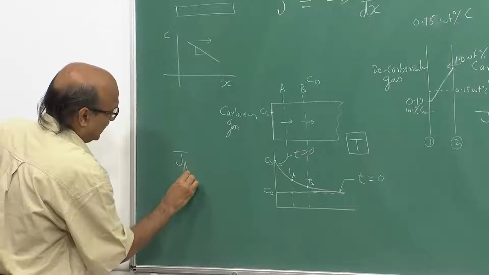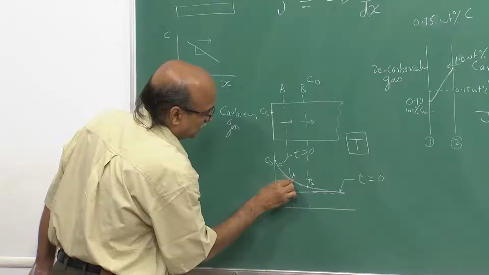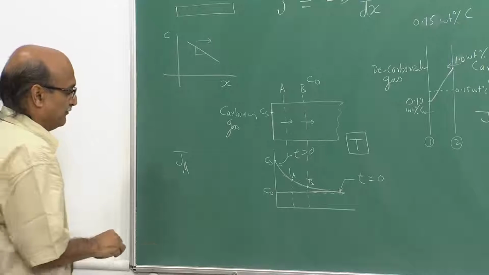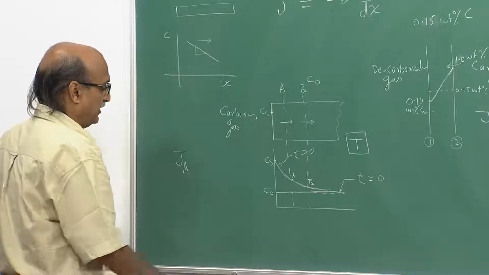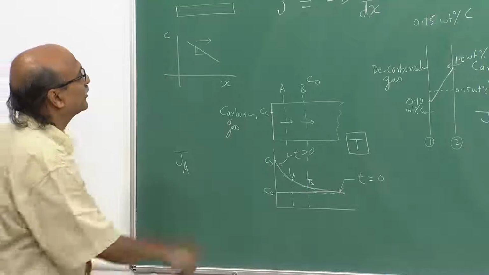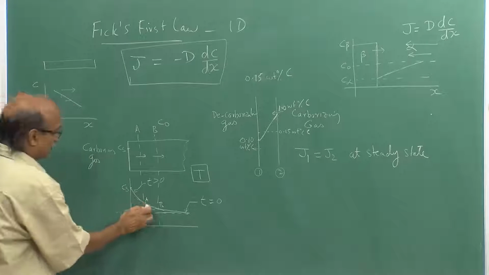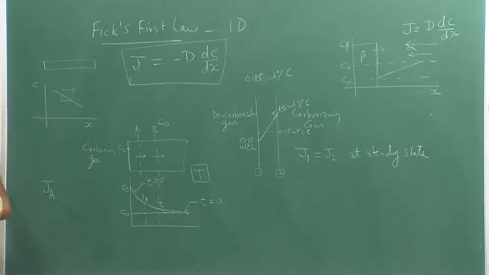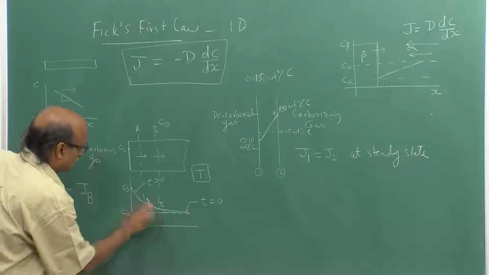So, flux at A, Ja, will be related to the slope at point A of the curve. Flux at B would be related to the slope at point B of the curve, and very clearly the slope at A is larger than the slope at B. And if I look at Fick's first law, it will tell me, because D is constant at both A and B, Ja would be greater than Jb.